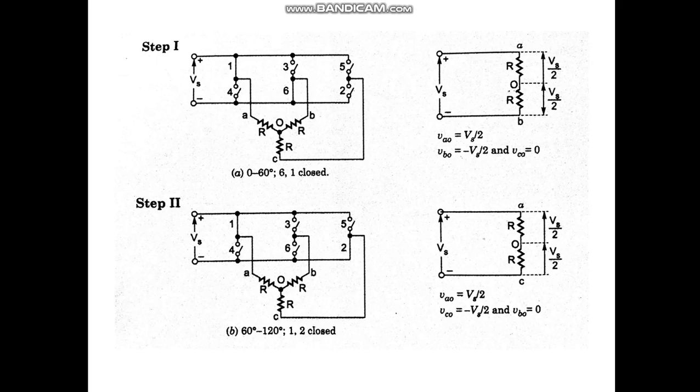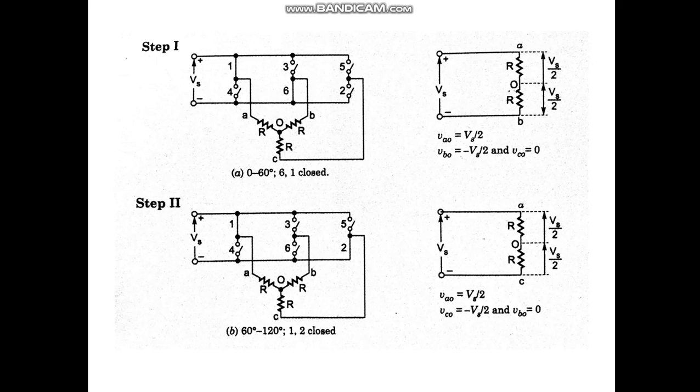So in 180-degree conduction mode, let me revise. We have seen that at a time three switches were conducting, right? Then they were conducting for a 60-degree interval. Each switch was getting on after a 60-degree delay to the previous switch. Now what is the change in the 120-degree conduction mode?